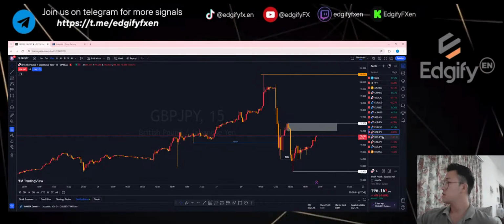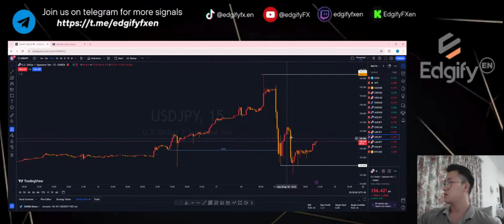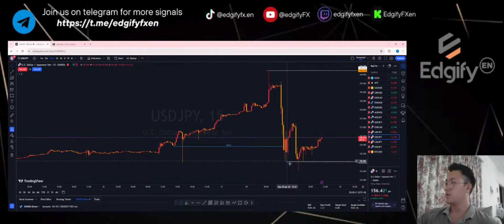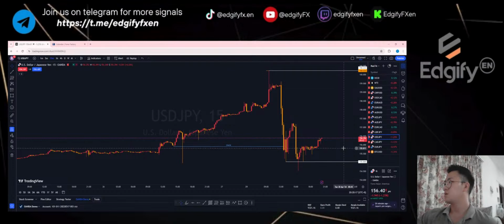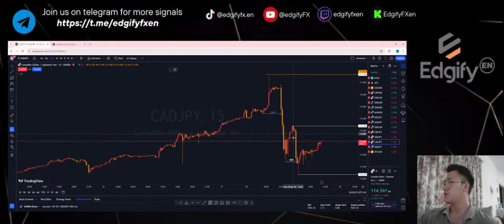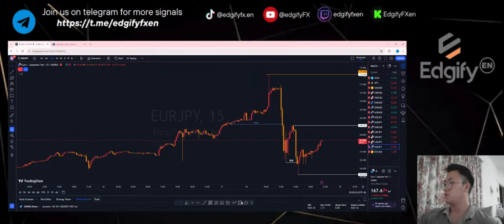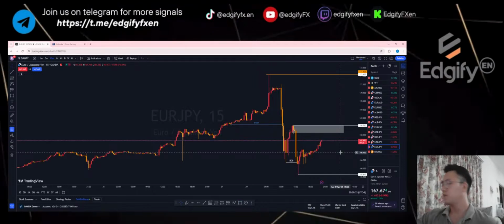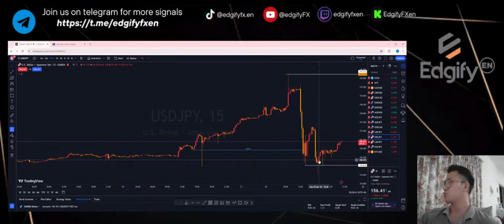It's a JPY pair. Same goes for USD JPY. USD JPY is a little bit different because this candle here did not break below this level, so our sell range is still from the top to the bottom here. Then we have CAD JPY, which is exactly the same, and last but not least, Euro JPY. Basically all the JPY pairs are a similar move. The only difference is with USD JPY, because we don't have a break here, so our range is from the top to the bottom.